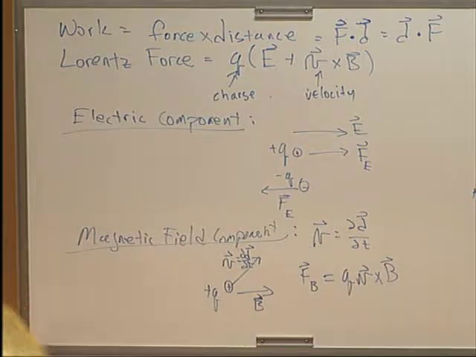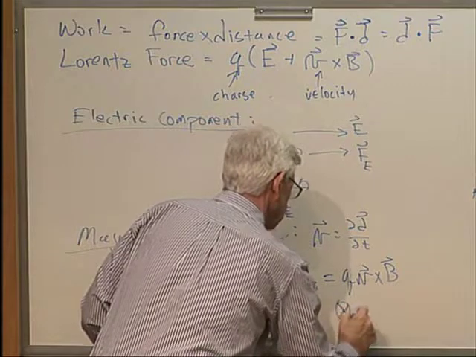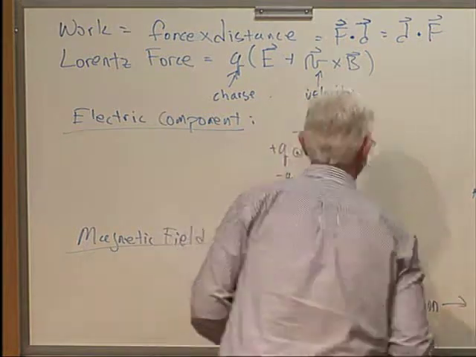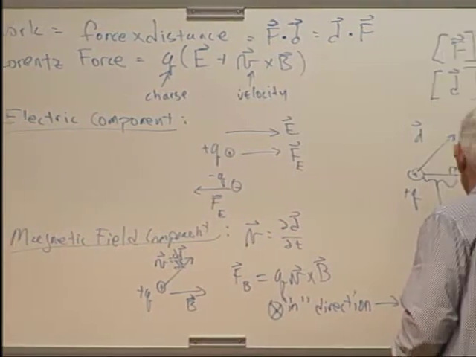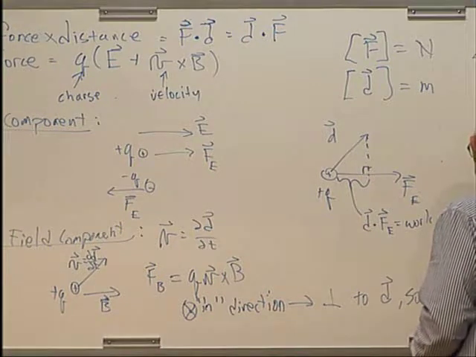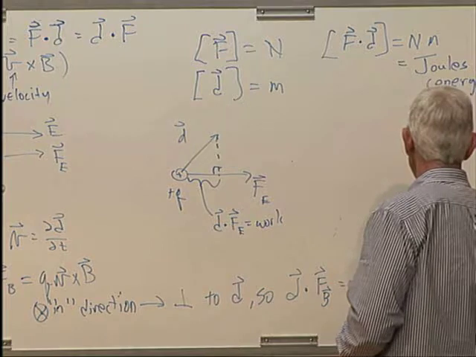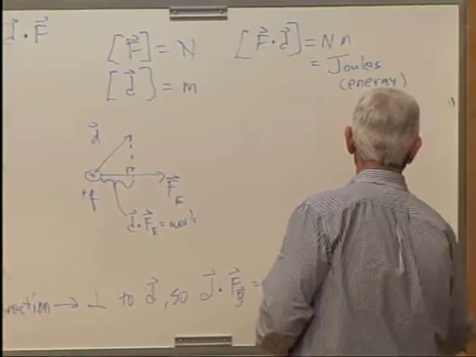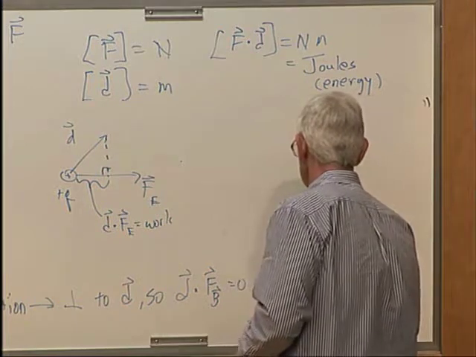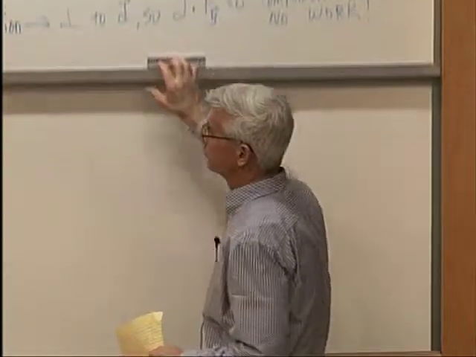What direction would that be in? V cross B into the board? Okay. So this would be in the into-the-board direction. But this is perpendicular to D, so D dot FB is 0. So the magnetic field component does no work. Interesting. That's like basic physics stuff.